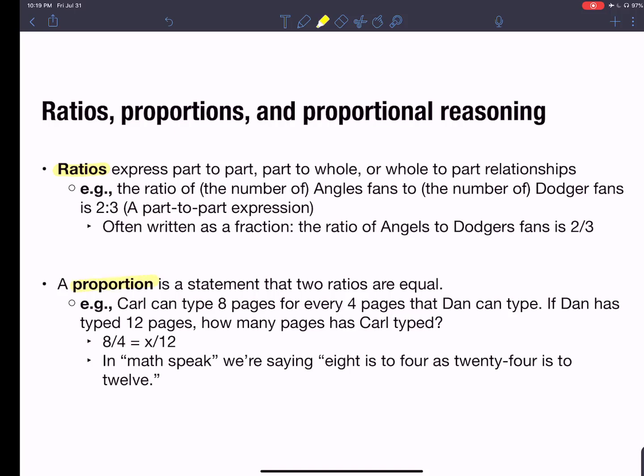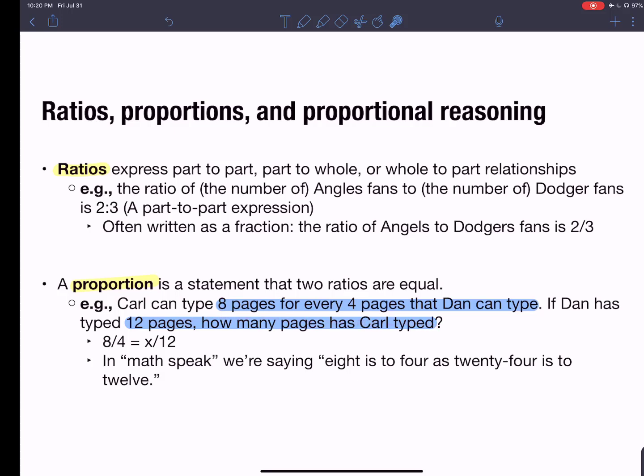And then a proportion is a statement that you make that says two ratios are equal. Instead of comparing two things like a ratio does, a proportion compares two ratios. So for example, here it says, Carl can type 8 pages for every 4 pages that Dan can write. This right here by itself, that phrase right there, that is a ratio, but that's not the entire thing that we're talking about. It then says if Dan has typed 12 pages, how many pages has Carl typed? So the entire thing here, this whole statement is a proportion. You're taking this ratio and comparing it now to this other ratio.